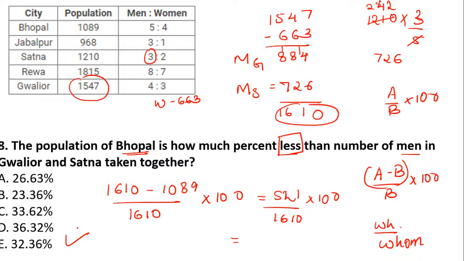Yes, Shrinu has given the right values. 1610 minus 1089 divided by 1610. Again, I'm telling you, when they are asking you to compare with Gwalior and Satna, that value is going to come, 1610 will come at the bottom, and your answer will be option D, which is 32.36. Okay, so this was the fraction table.